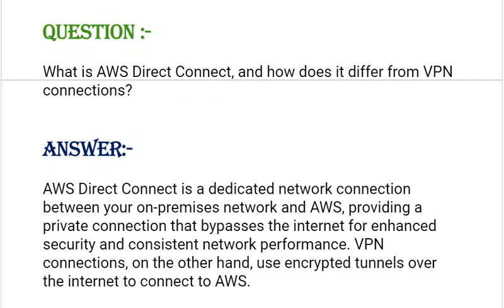Our next interview question is: what is AWS Direct Connect and how does it differ from VPN connections? Your answer should be AWS Direct Connect is a dedicated network connection between your on-premises network and AWS, providing a private connection that bypasses the internet for enhanced security and consistent network performance. VPN connections, on the other hand, use encrypted tunnels over the internet to connect to AWS.